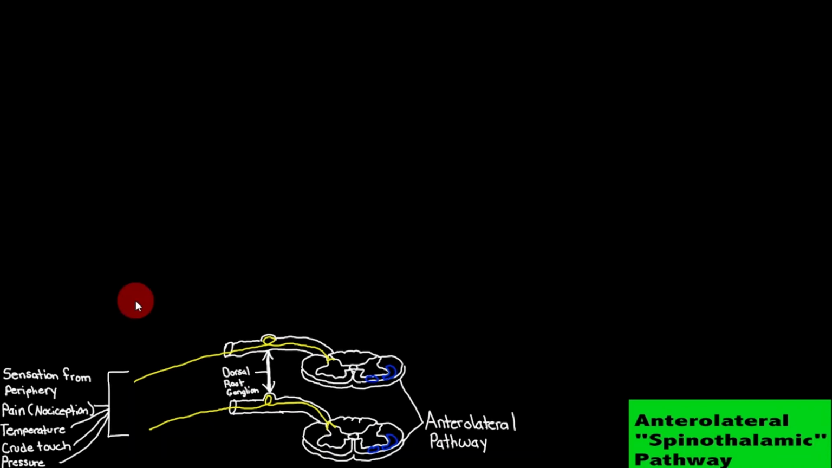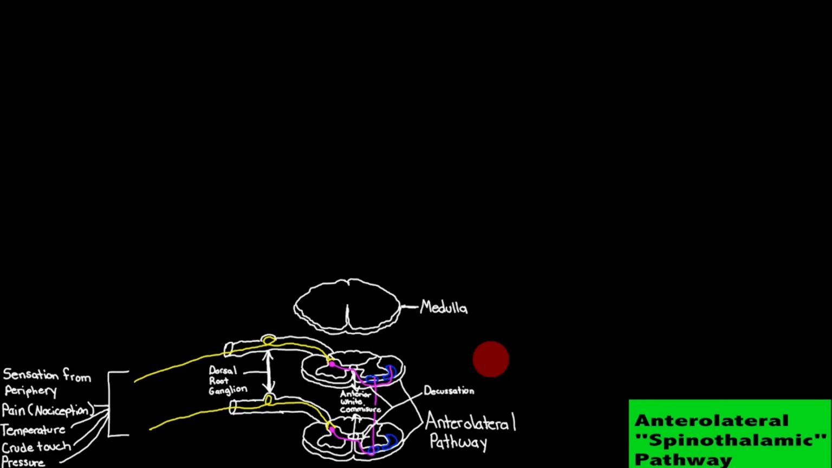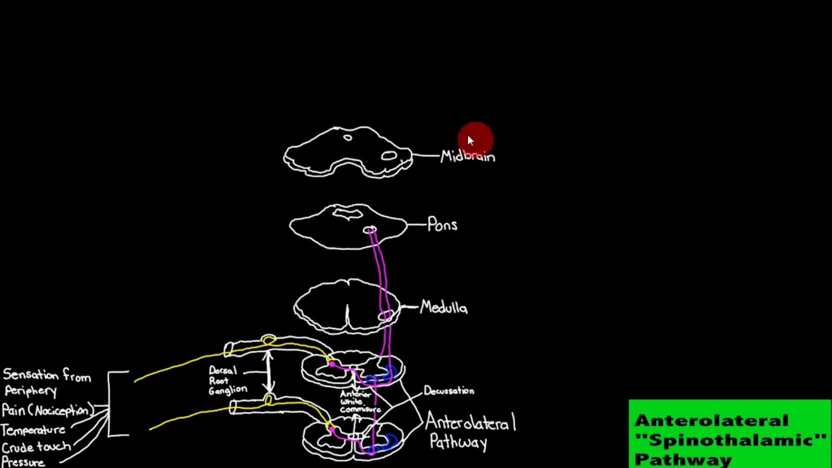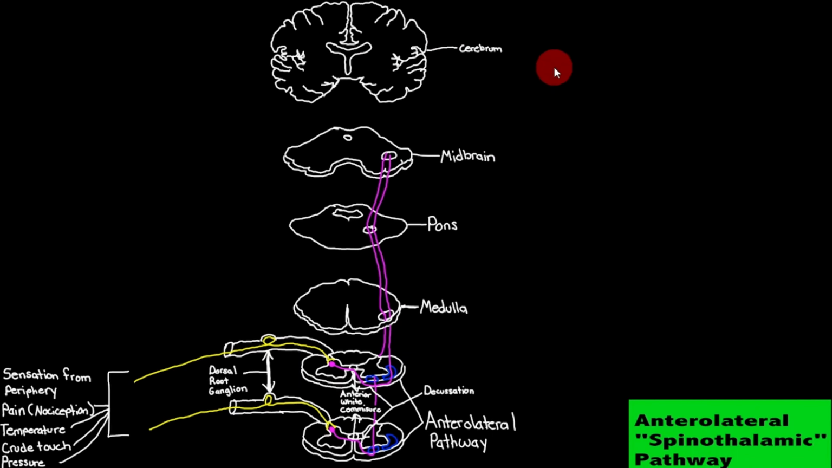Sensory information from the periphery enters the posterior aspect of the spinal cord through the dorsal root ganglion. Here, the signal synapses with another neuron, decussates or crosses over the middle of the spinal cord as it travels through the anterior white commissure. The signal enters the anterior and lateral aspects of the spinothalamic tract and ascends up into the medulla, the pons, and the midbrain until it reaches the cerebrum.